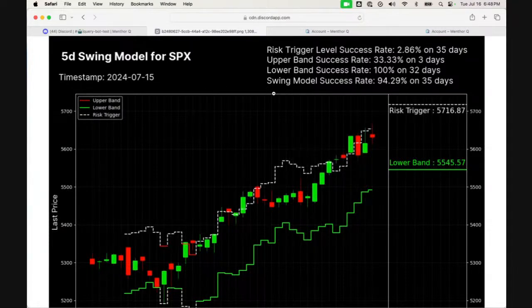Okay, now I want to point something else out. Although the upper band has been pierced a number of times, let's remember that it's been pierced and pulled back. So those would have been losers had I sold those calls and sat there like a deer in the headlights and waited for them to get hit.